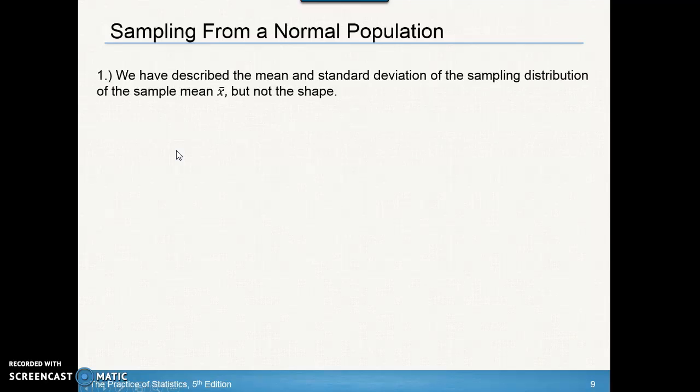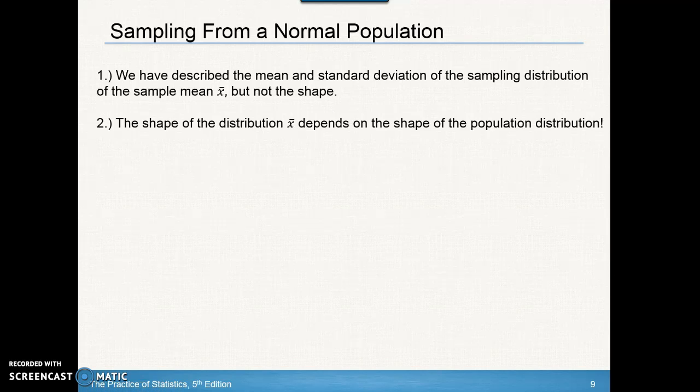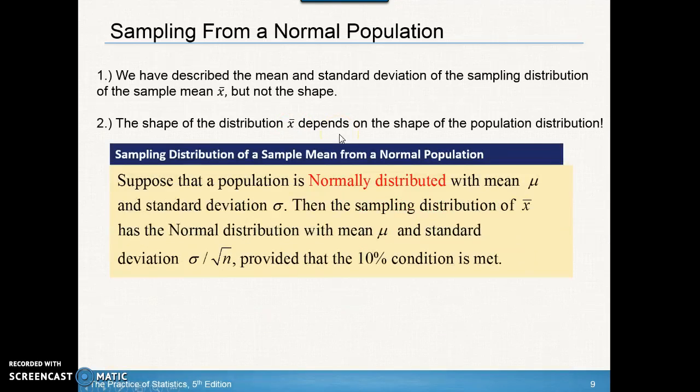means. Now, what we've done so far is describe the mean and standard deviation of a sampling distribution of the sample mean, x bar, but not the shape. The mean and standard deviation are the same no matter what the population is. How do we know what the shape of my sampling distribution is? The shape of the sampling distribution of x bar does depend on the shape of the population distribution. How will we be able to tell? Notice on that first slide the population was right skewed, but the sampling distribution was approximately normally distributed, very symmetric. So how are we going to be able to tell if my sampling distribution is approximately normal?